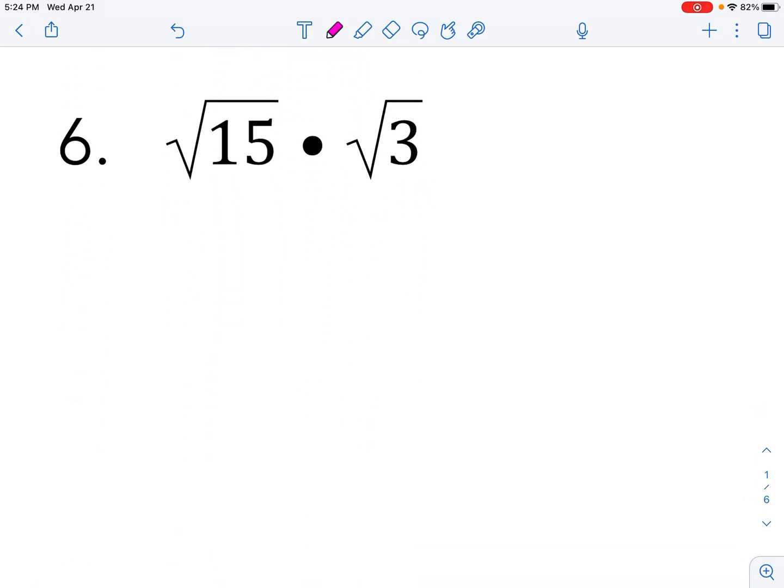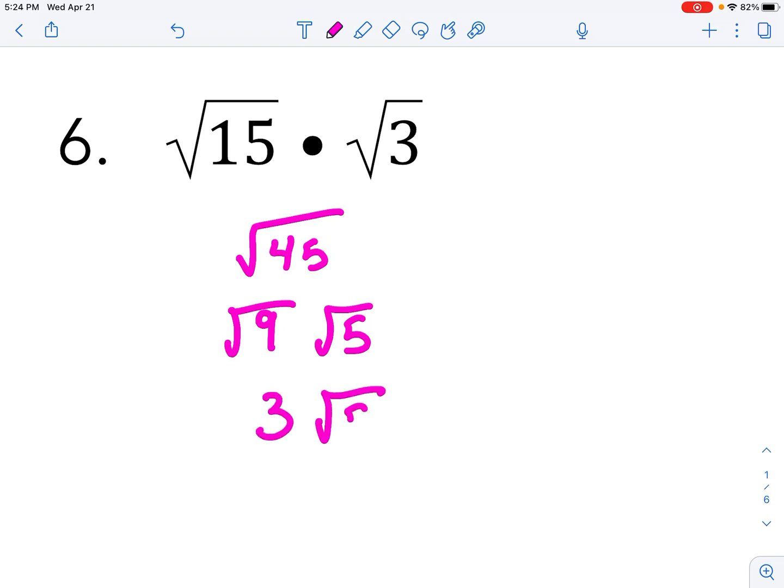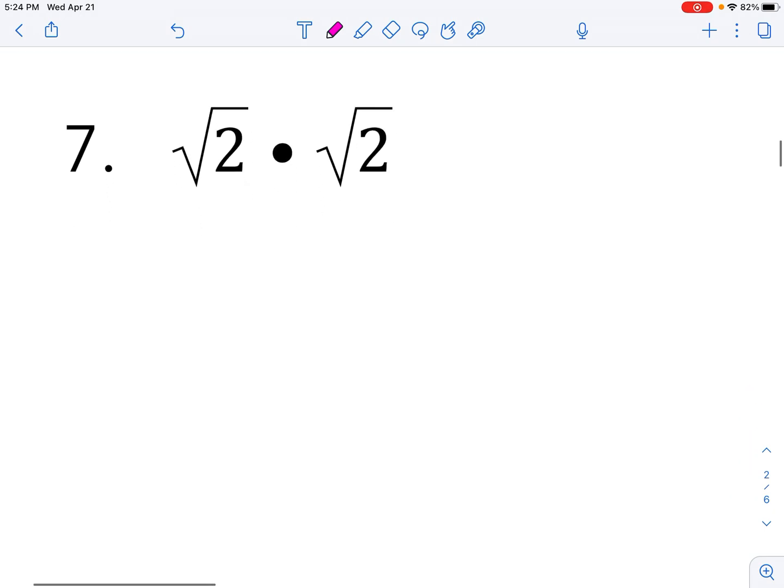Number 6, square root of 15 times the square root of 3. Let's see, let's combine those first. So 15 times 3 would be 45. And I need a perfect square that goes into 45. I think 9 might be the biggest one. We'll see. 9 goes into 45 5 times, so that looks good. Square root of 9 is 3. Square root of 5 just gets to hang out.